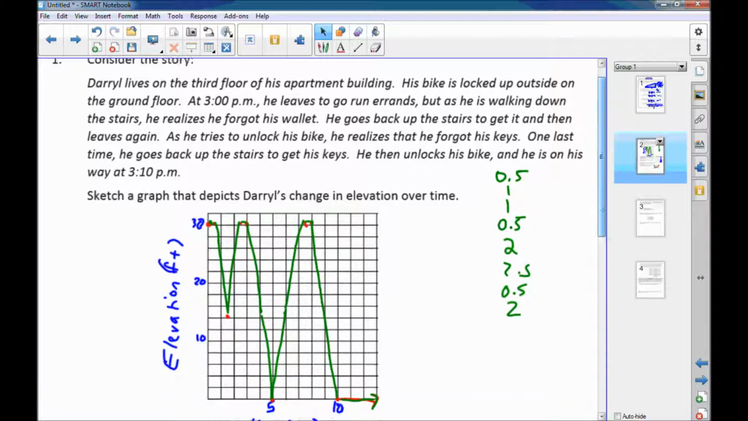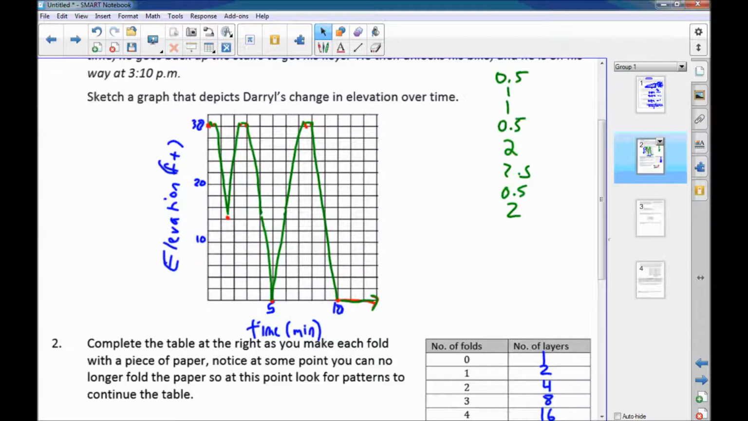So I went ahead and filled in blue here first. I knew my time was going to go in minutes because it's going from 3 to 3:10 and then onwards after he's done getting his bike. So I went by ones, 1, 2, 3, 4, 5, 6, 7, 8, 9, 10, and then 11, 12, 13. And then he lived on the 3rd floor of his apartment. So we call the ground floor elevation 0. And I think a floor of apartment's about 10 feet up. So he's 30 feet up.